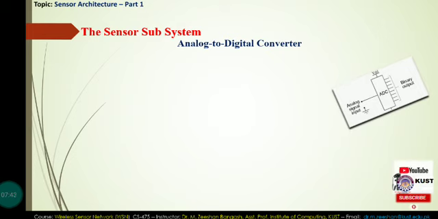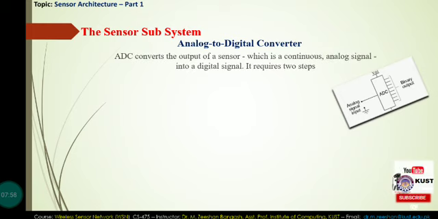It's basically a subsystem in a sensor. It converts the output of a sensor, which is an analog signal, into a digital signal. We have already discussed that. However, this requires two processes. It's a two phase process.